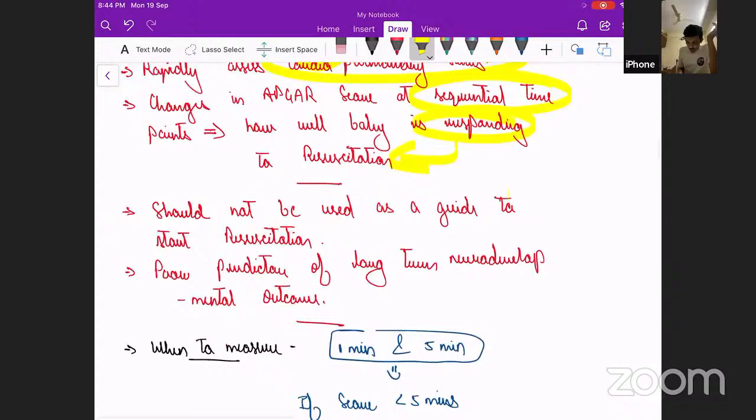And this should not be used as a guide to start initial resuscitation, because the only 3 things we ask at the time of birth are term, tone, and whether the baby is crying or not. This might consume time. So immediately it should not be used as a guide to start resuscitation, and this is a predictor for long-term developmental outcome as well. Okay, so when you measure at 1 minute and 5 minutes, then we'll have to go ahead and do it until 20 minutes. Okay, 10 minutes, 15 and 20 minutes as well. Record. And these are the factors that affect our score.